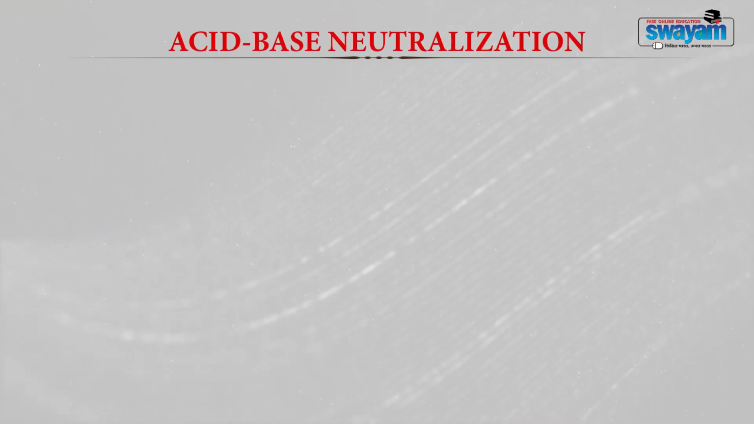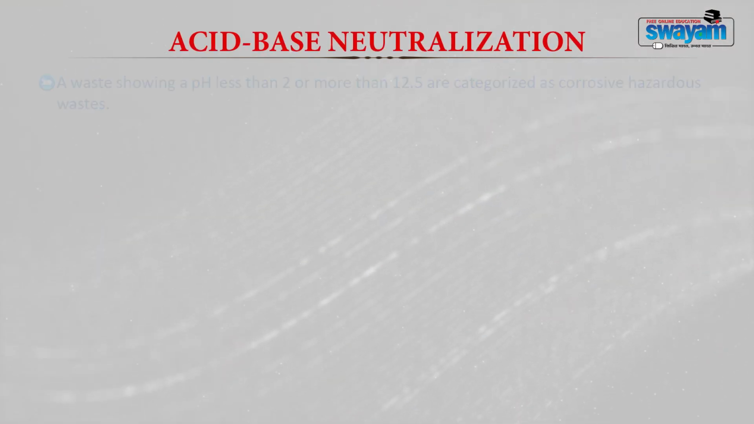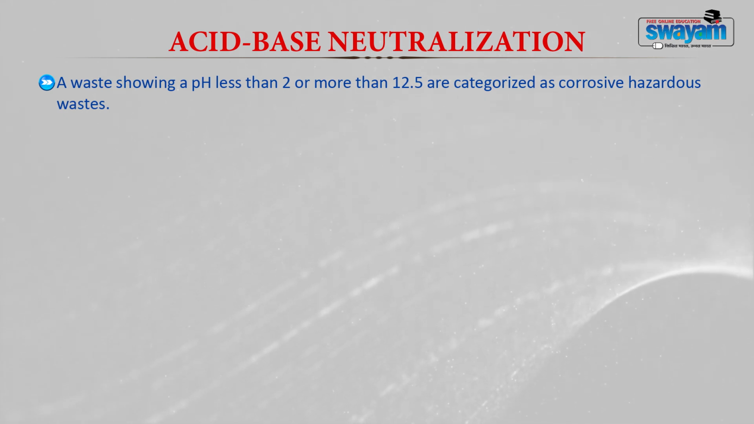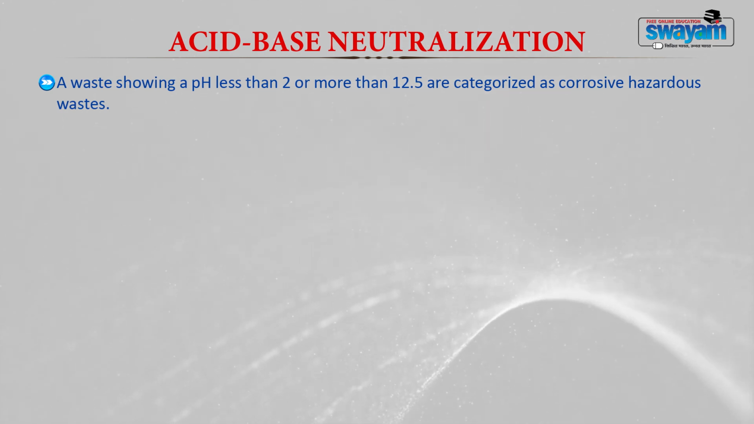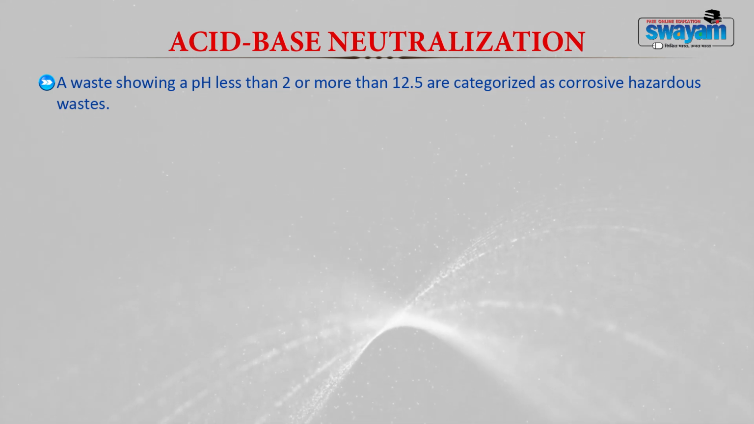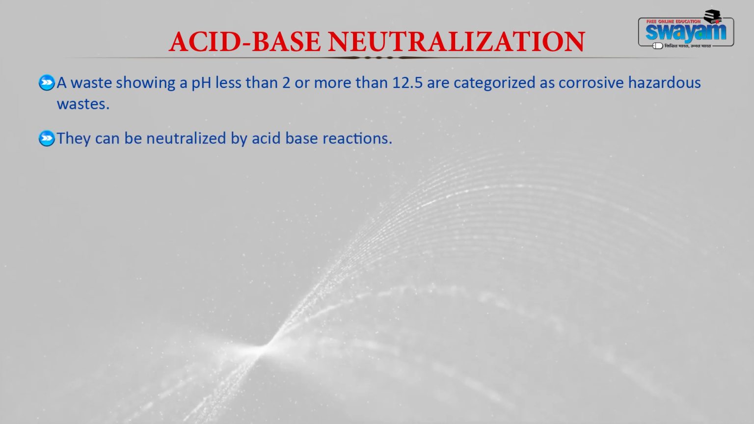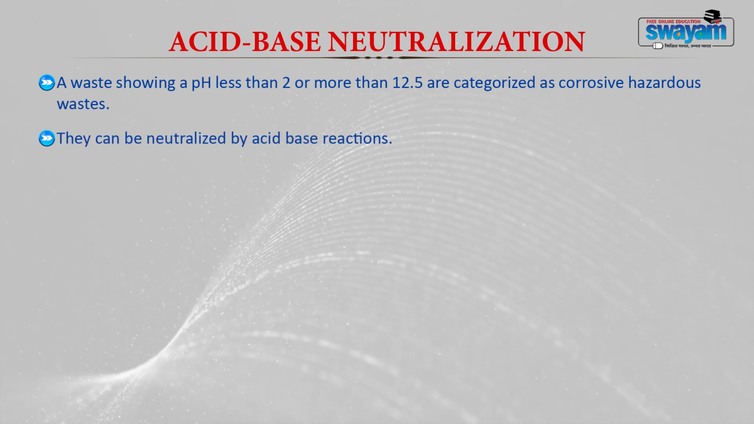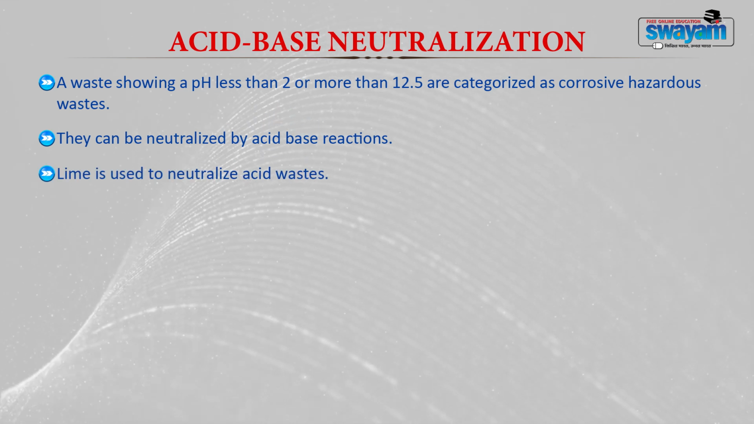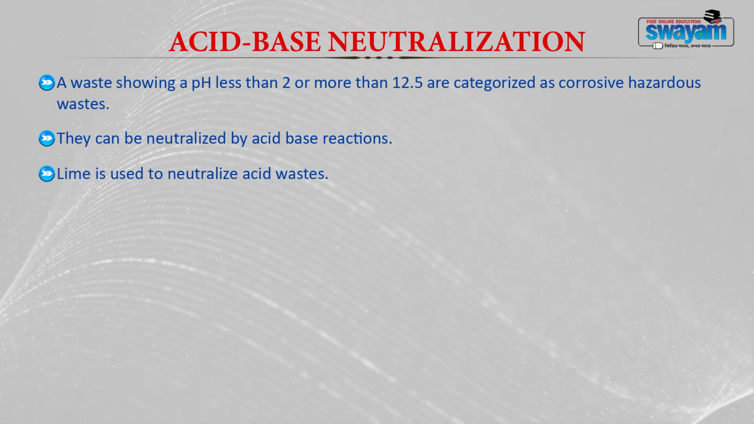Next one is acid-base neutralization. Now, a waste having a pH less than 2 or more than 12.5 is generally categorized as corrosive hazardous waste. Now, it can be neutralized by an acid-base reaction. Lime is a very good agent to neutralize the acid waste.